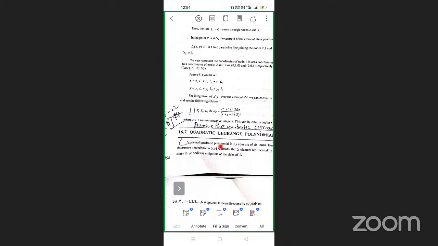So next class, we will discuss the quadratic Lagrangian polynomial. This is a very, very important question in this topic, so we will discuss it in the next class.